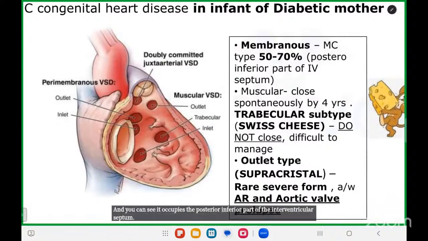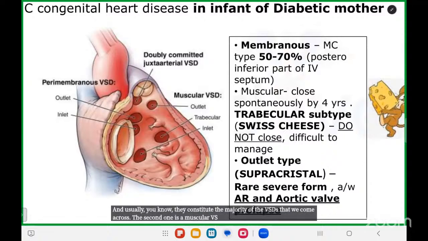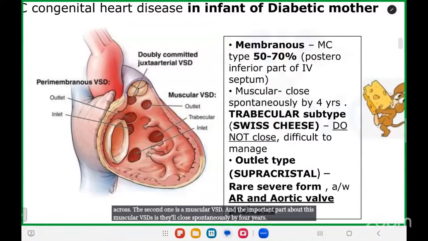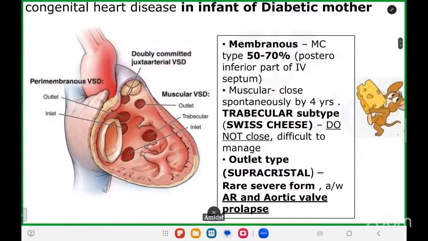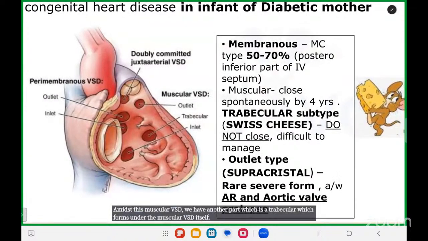And usually, they constitute the majority of the VSDs that we come across. The second one is a muscular VSD. And what is the important part about this muscular VSD is they'll close spontaneously by 4 years. Amidst this muscular VSD, we have another part, which is a trabecular, which forms under the muscular VSD itself. This is also called a Swiss cheese type appearance.